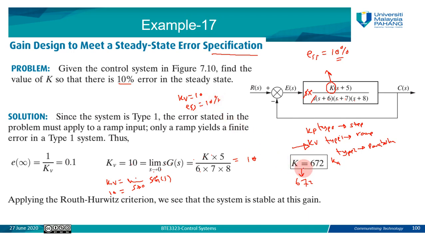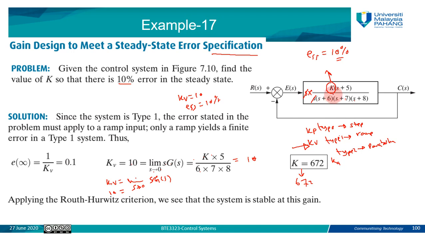Okay, so this is how to use the steady state specification in order to define or find the value of the gain. By applying the Routh-Hurwitz criterion, we will see that the system is stable at this gain.